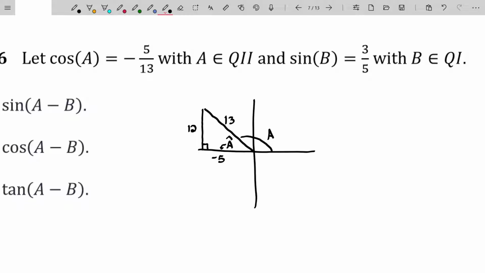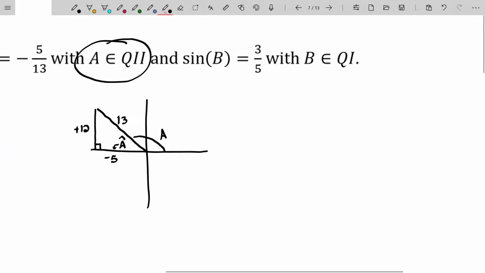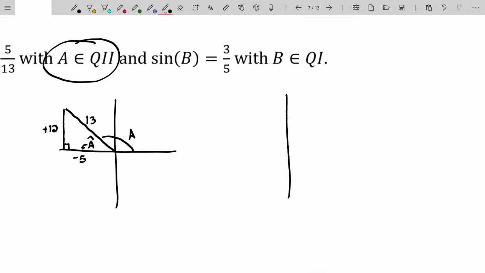Because you're in quadrant 2, it's a positive 12. The y values are positive in quadrant 2. That's the significance of using this quadrant. Angle B is in quadrant 1. That's kind of an easy one. And we have a right triangle that we can draw there. And we're told that the sine, which is opposite over hypotenuse, is 3/5. And again, using Pythagorean theorem and the quadrant, you find that the adjacent side is a +4.